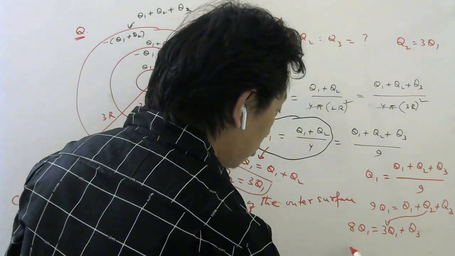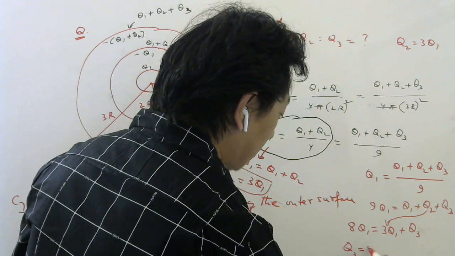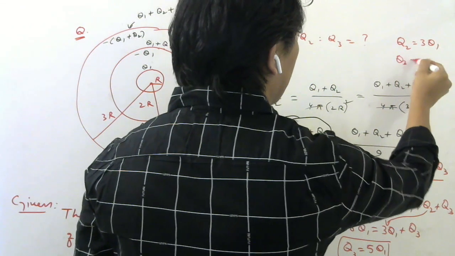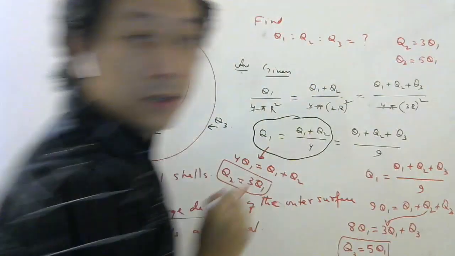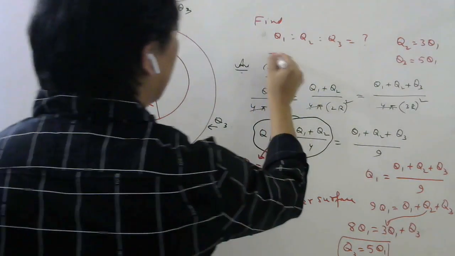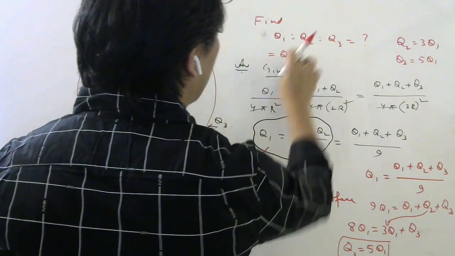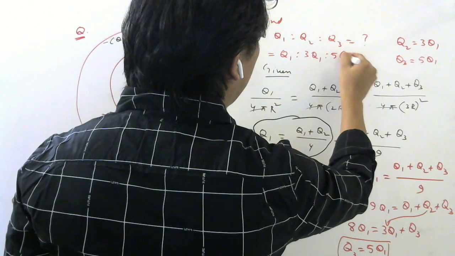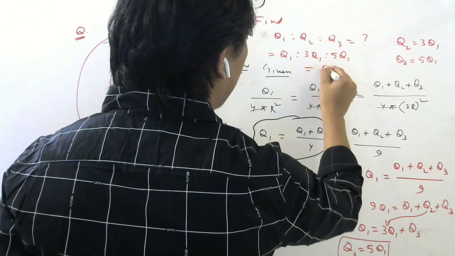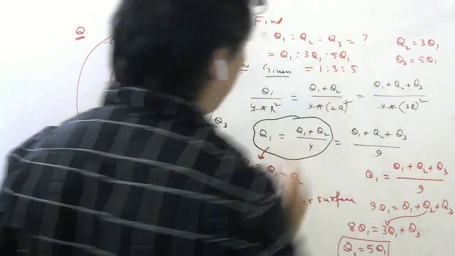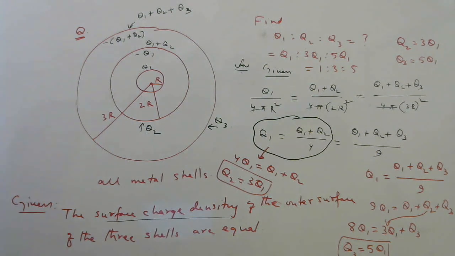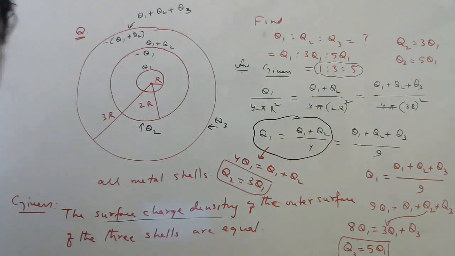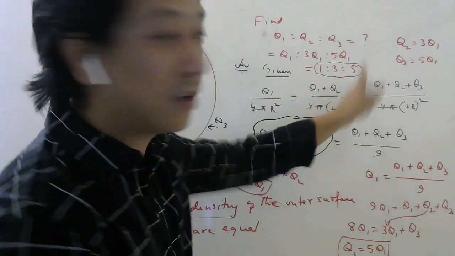So in place of q2 I can write 3q1 plus q3. Then 3q1 you bring this side, what will be q3? 5q1. So how much I got q3? 5q1, right? So the question was to find this ratio. So the ratio will be q1 is to, what is q2? 3q1 is to, what is q3? 5q1. q1 can be cancelled. 1 is to 3 is to 5. So that is your answer. So the ratio of the charges given to the three conducting shells is 1 is to 3 is to 5.